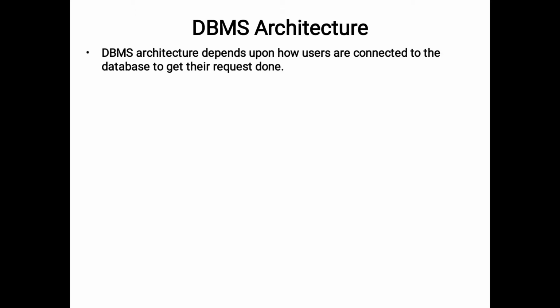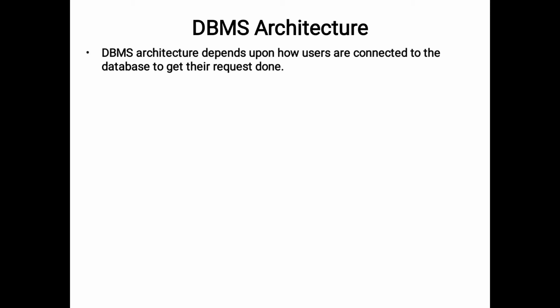So DBMS architecture depends upon how users are connected to the database to get their request. Here the DBMS architecture is helpful for requests and responses. Suppose we open the Google website and search for any information. Suppose I am searching for DBMS architecture. I simply type DBMS architecture in Google. That is my request.